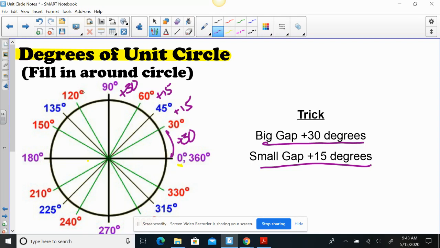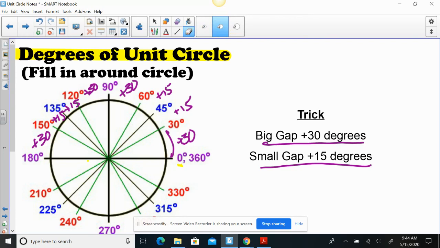Just keep going. Big gap, add 30. Small gap, add 15. Small gap, add 15. Big gap, add 30. And some of you will see the pattern: add 30, add 15, add 15, add 30. Add 30, add 15, add 15, add 30. So degrees should be pretty easy.